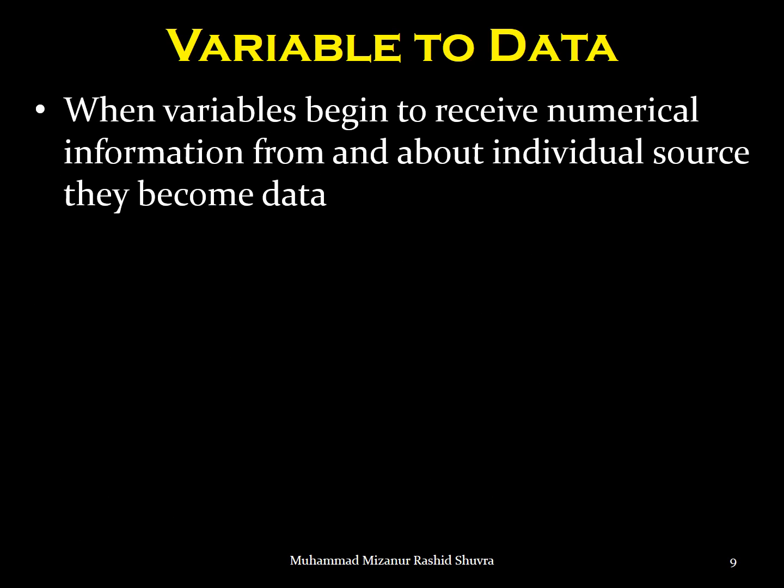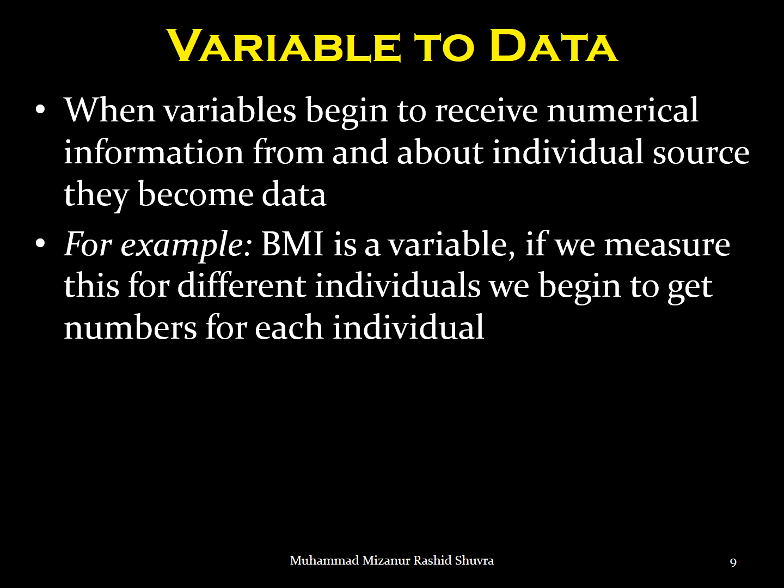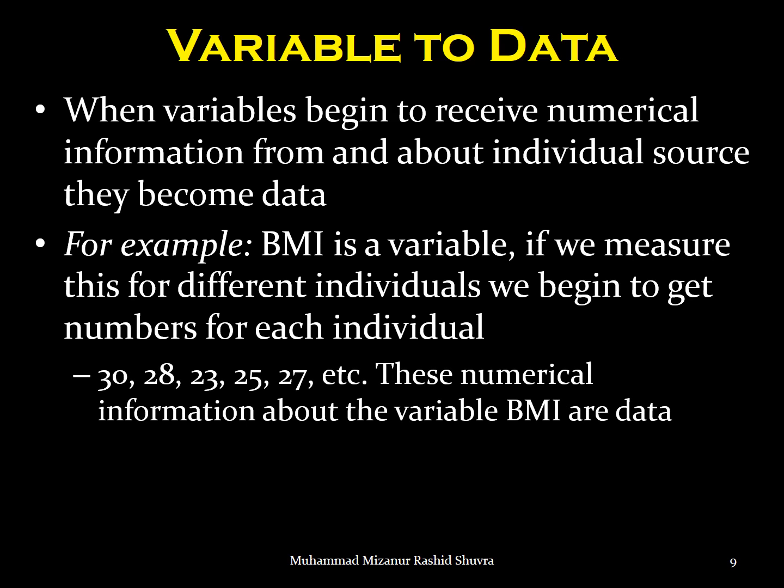Now let's relate how variable and data go together. When variables begin to receive numerical information from and about individual sources, they become data. For example, BMI, the body mass index, is a variable. It's different from person to person. If we measure it for different individuals, it gives us different numbers. Even for the same individual, it could change.